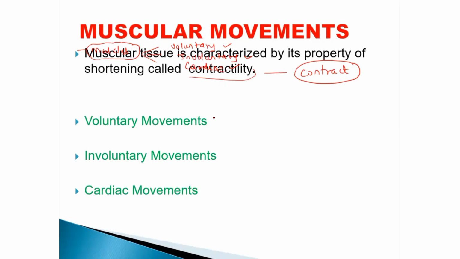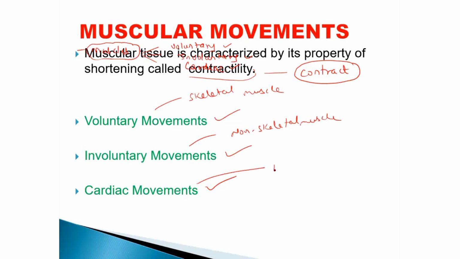So three types of movement we see: voluntary movement, involuntary movement, and cardiac. See, voluntary movement is shown by skeletal muscle. This is a very important part. Involuntary movement is shown by non-skeletal muscle. And cardiac movement is seen in case of heart. So the heart muscles show this kind of muscular tissue.